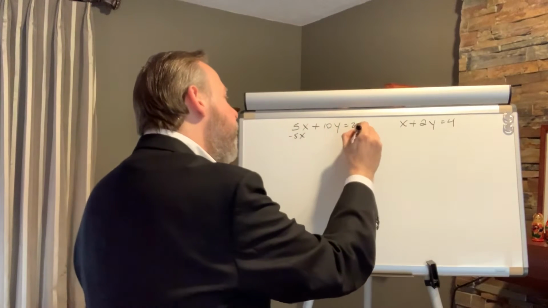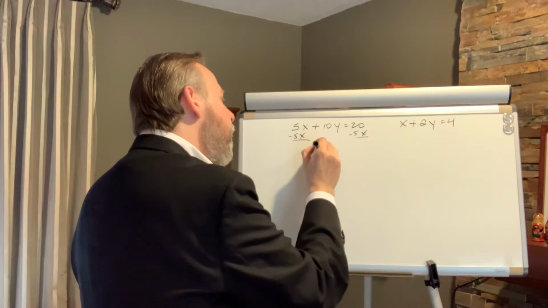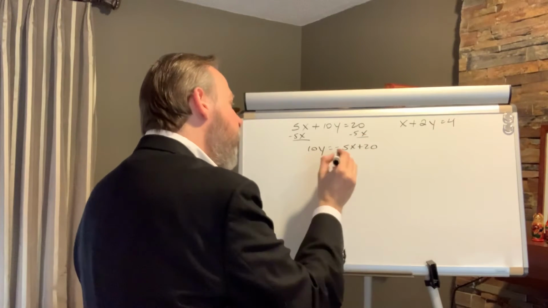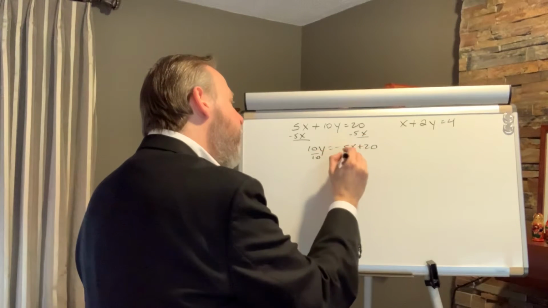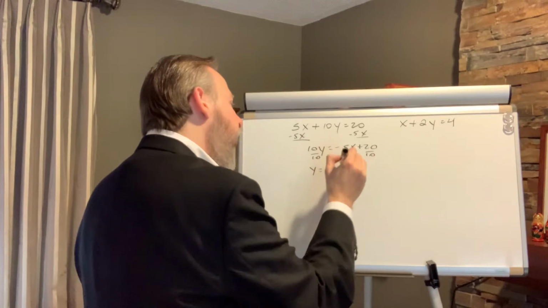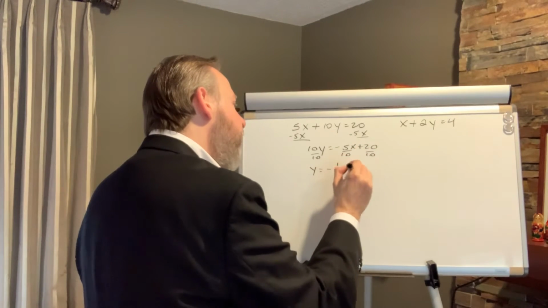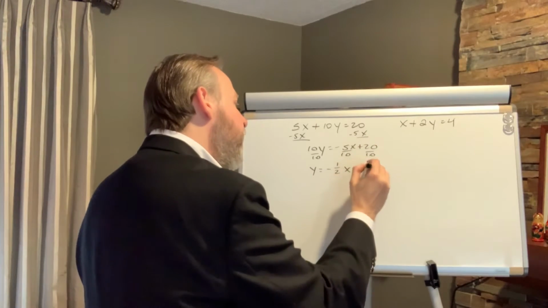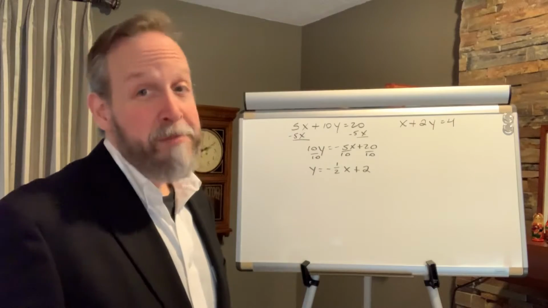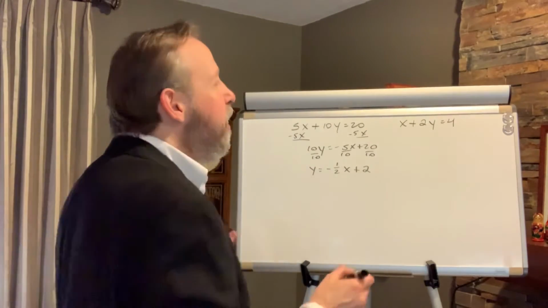Subtract 5x, 10y equals negative 5x plus 20. Divide everything by 10, and y equals negative 5 over 10, which is 1/2, x plus 20 over 10, which is 2. Seems that I like the slope negative 1/2. Just happens to be the way it is today.